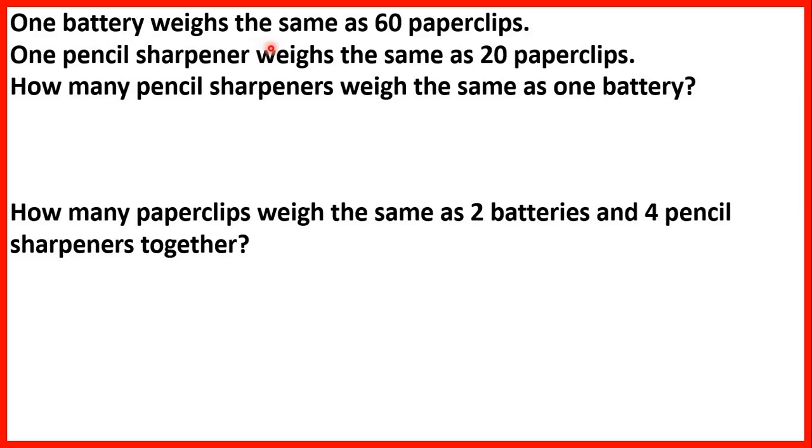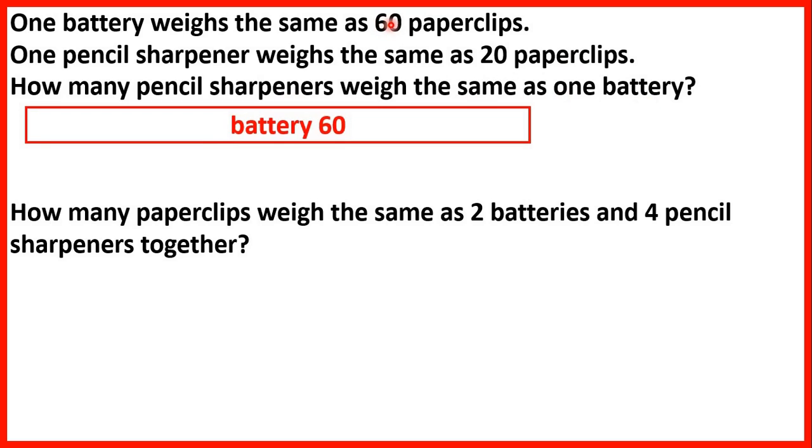One battery weighs the same as 60 paper clips. One pencil sharpener weighs the same as 20 paper clips. How many pencil sharpeners weigh the same as one battery? So we know that a battery is the same as 60 paper clips and a pencil sharpener the same as 20.